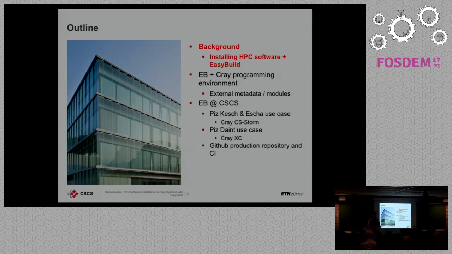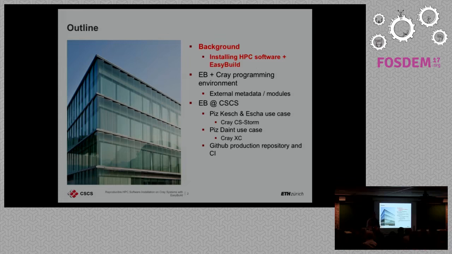So this is the outline of the talk. I will first start with a background. I think if you're here, you already know how hard it is installing software on HPC, so I won't spend much time explaining all the troubles that we ran into. Then I will talk about the EasyBuild framework implementation on Cray. This is the work from Kenneth and Peter. And in the last part, I will present two use cases, the two deployments on our main systems at CSCS with EasyBuild.